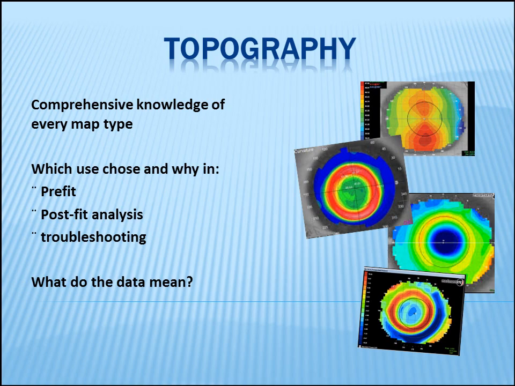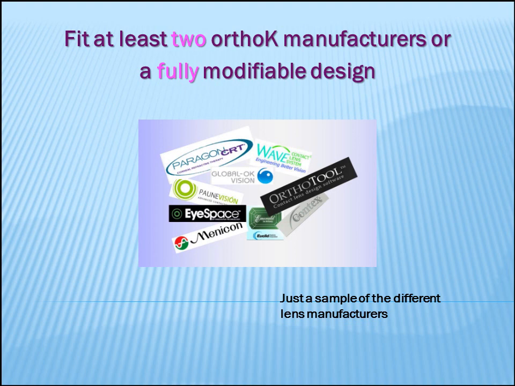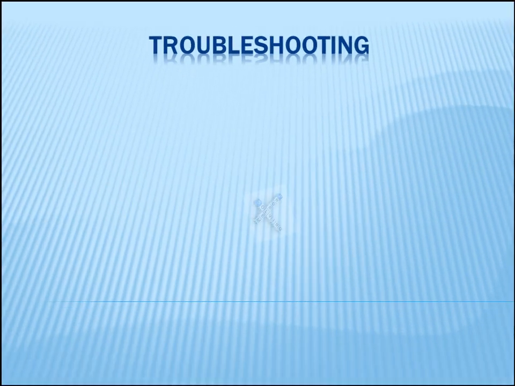Remember we talked about earlier that you have to be able to either fit 2 Ortho-K manufacturers or one that's fully modifiable. And the reason we say that is because you can't just expect to be an expert and fit only one lens, have knowledge of only one manufacturer. You've got to have a little bit of breadth of knowledge here. And if you're fitting one that's fully modifiable, then that is a full breadth of knowledge. So just either do 2 of them or do a fully modifiable lens. And we don't care whose companies you fit. We just have to have the knowledge there.